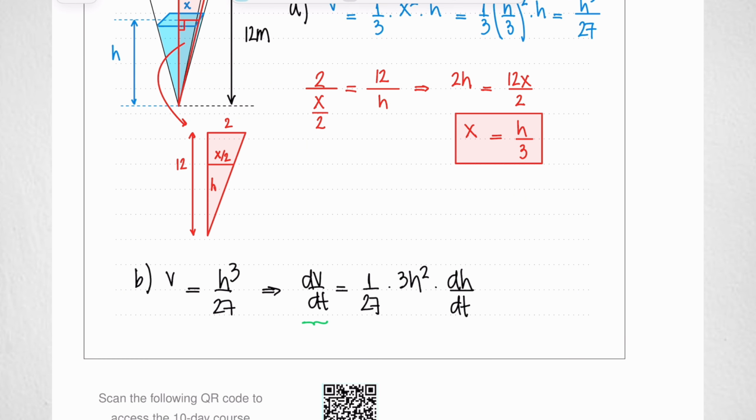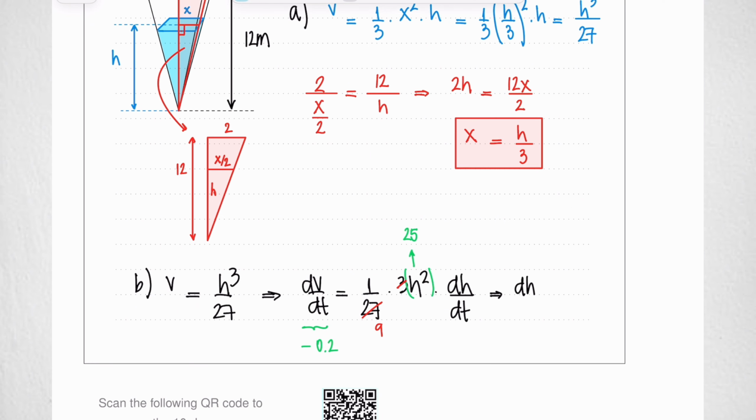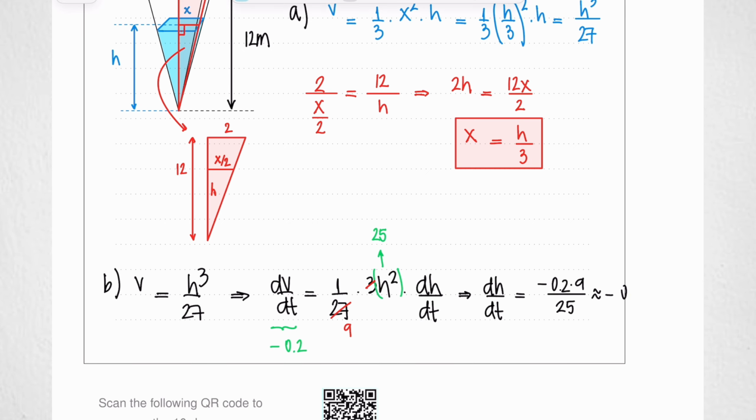Now we know that the leak is negative 0.2. We know that h is 5, which means that this is 25. We can simplify 27 with 3. Now cross multiplying, we get dh/dt equal to negative 0.2 times 9 over 25, which is negative 0.072 meters per minute. Now onto the hardest one.